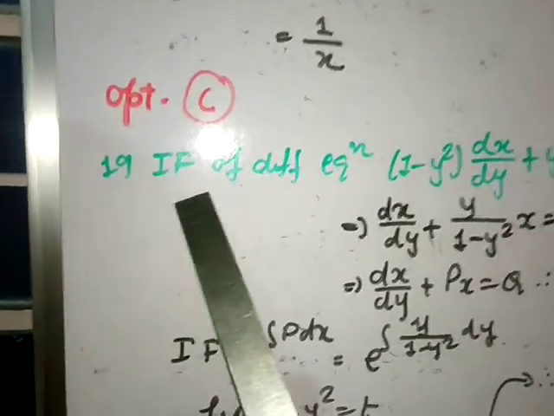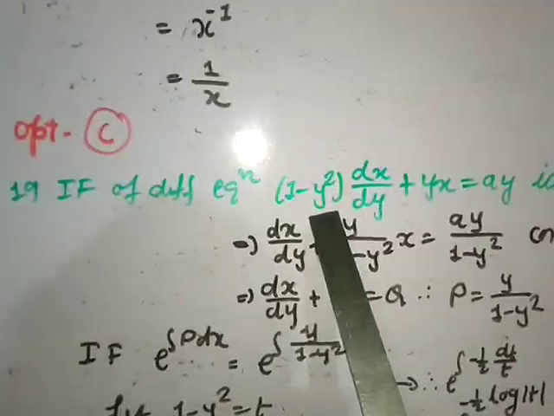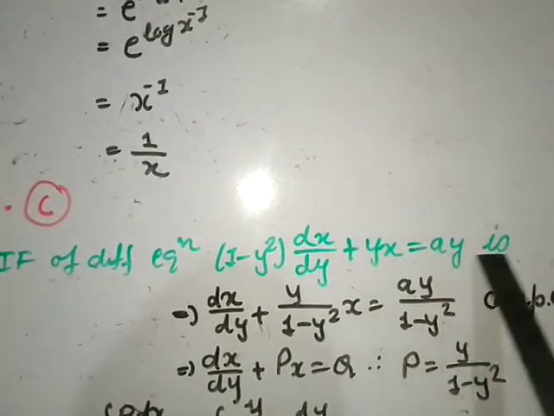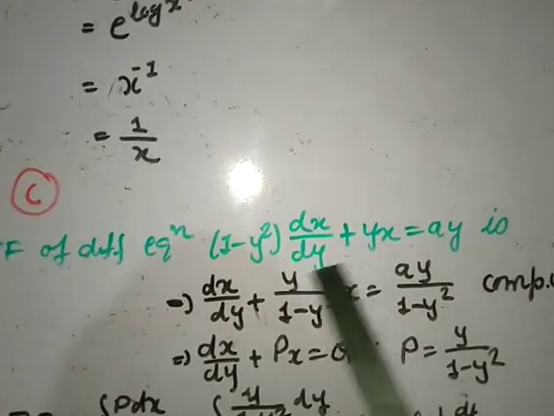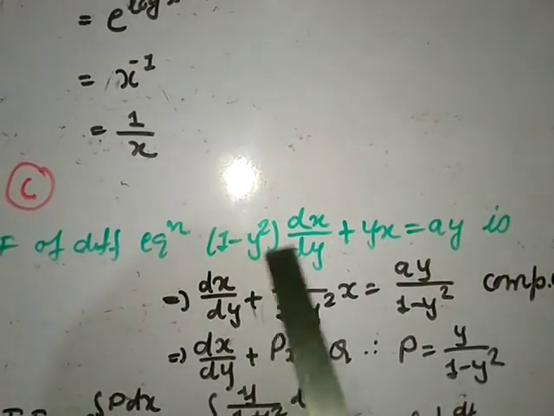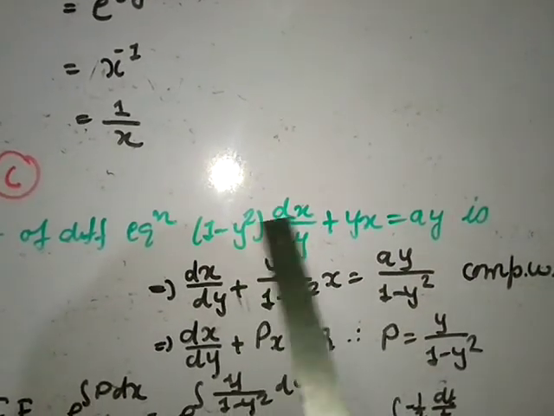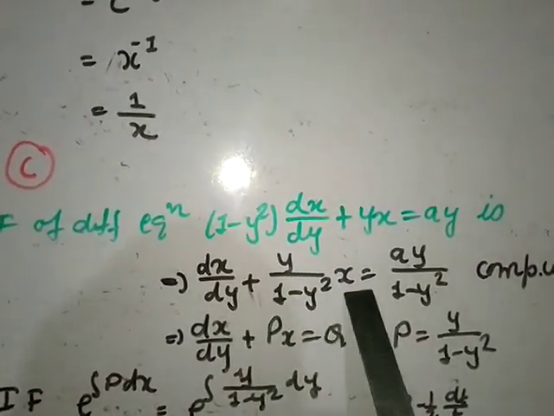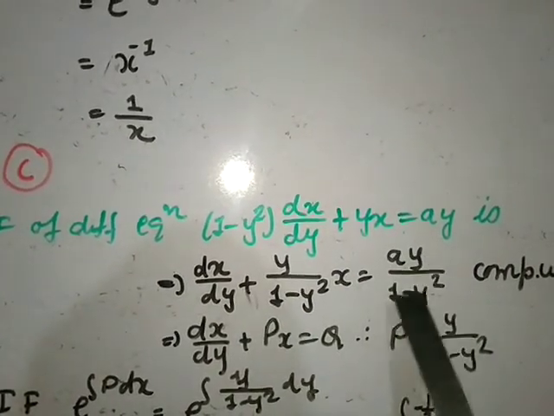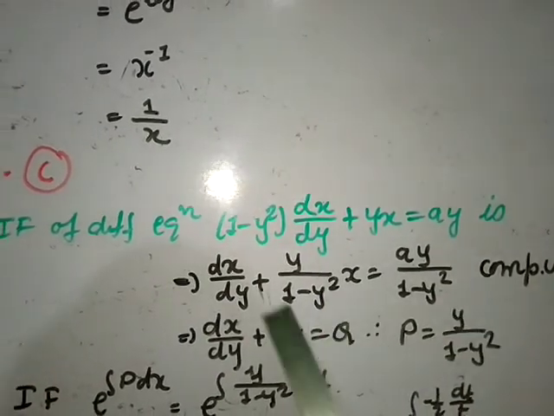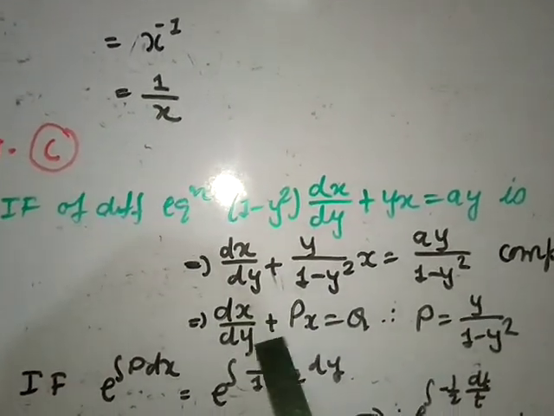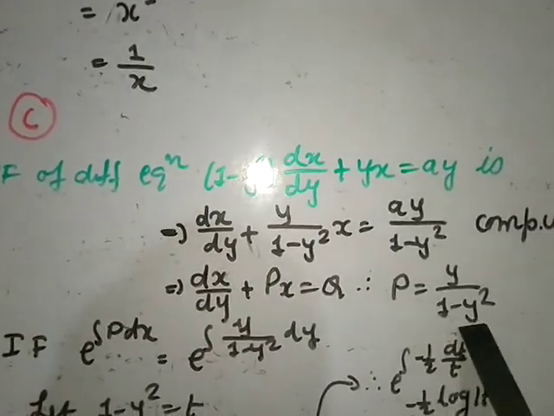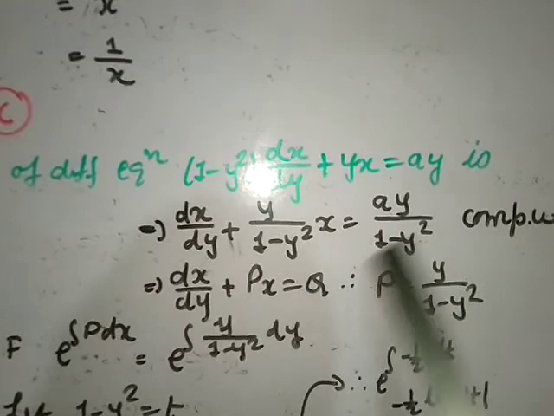Question number 19. Integrating factor of the differential equation (1 - y^2) dx/dy + yx = ay is. Here also the coefficient of dx/dy should be 1, so divide each term by this number. So it remains dx/dy + y/(1 - y^2) x = ay/(1 - y^2). Now comparing this with dx/dy + Px = Q, the P value is y/(1 - y^2). This is Q, but I require only P, so I take only this.